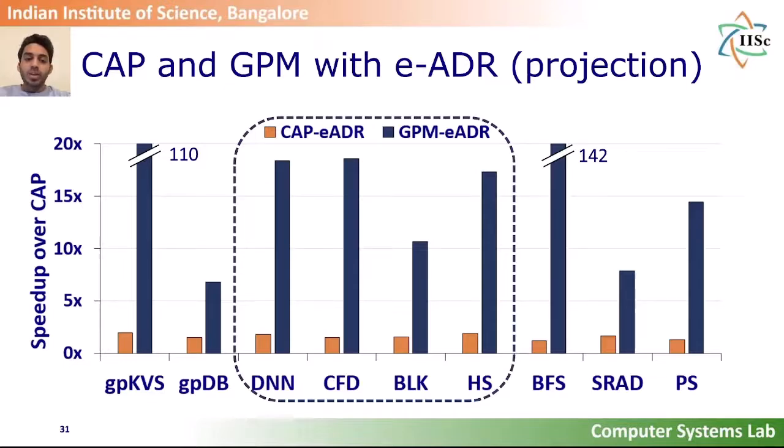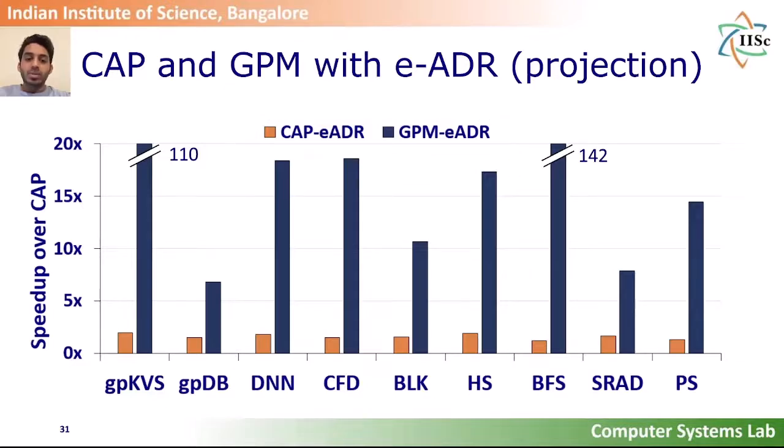We observe that GPM with e-ADR is 24 times faster than CAP with e-ADR on average. This is because GPM's advantage of leveraging GPU parallelism in writing to PM and avoiding extraneous data movement is unaffected by e-ADR. At the same time, the fact that e-ADR allows GPM to guarantee persistence even with DDIO enabled improves the performance significantly. Please see the paper for a full evaluation.